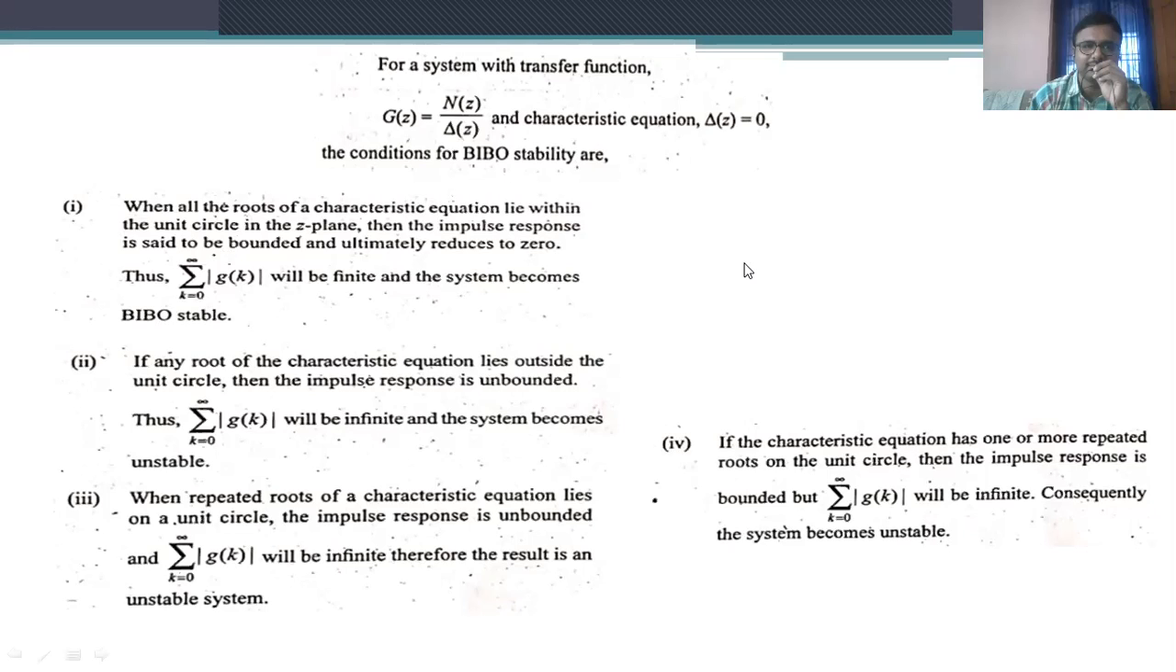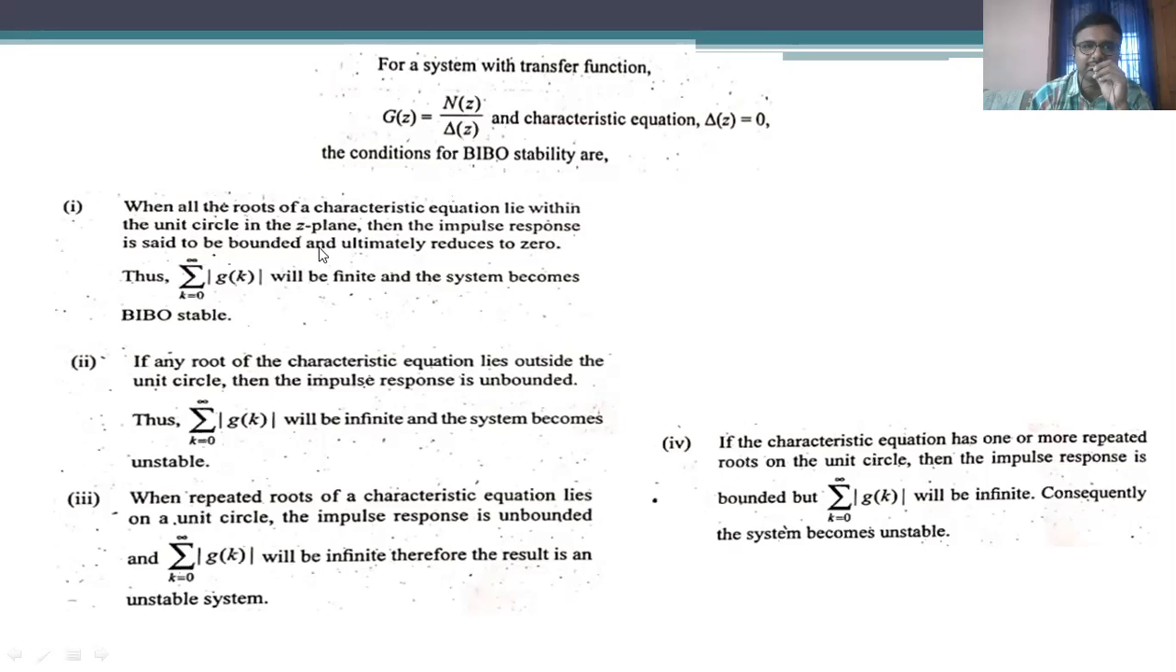bounded, and the system is considered a stable system. Similarly, if the roots of the characteristic equation lie outside the unit circle, then that impulse response is said to be unbounded, the sum from k equal to 0 to infinity of modulus of g of k diverges, and the system is unstable.